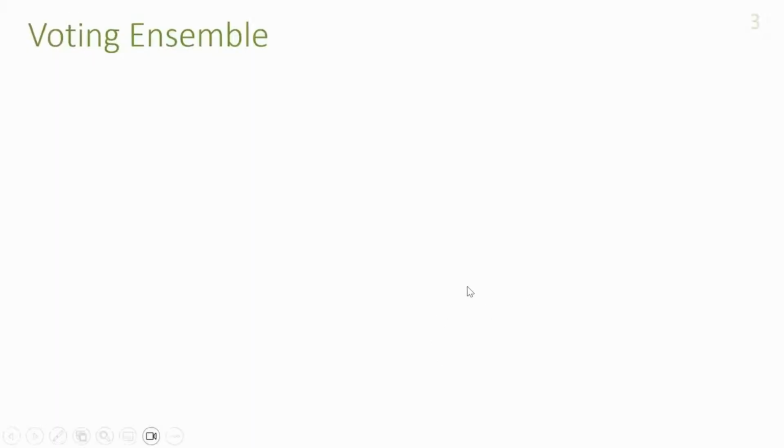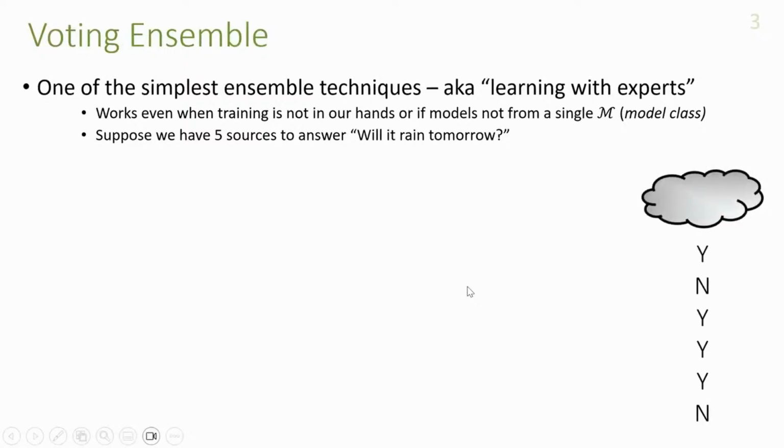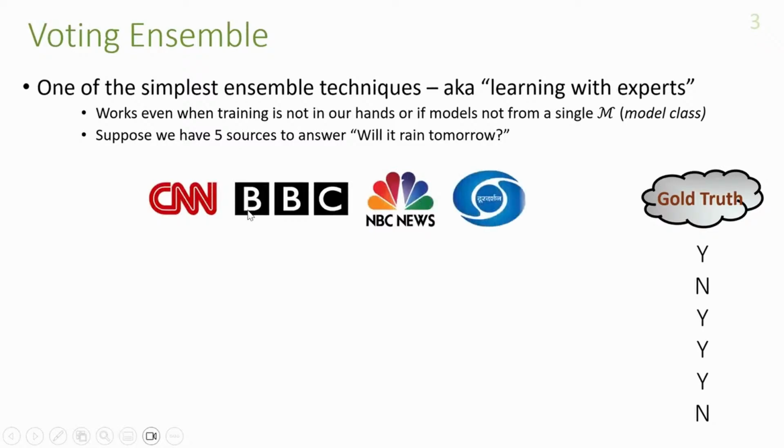Yes. So let me take this example, right? Suppose you want to predict will it rain tomorrow or not, right? For that, we have 5 news sources: CNN, BBC, NBC, Doordarshan, Al Jazeera, right? And this is the ground truth for 5 days, right? So we want to answer this question, will it rain tomorrow? And for that, we are relying on these 5 sources. And these 5 sources will make predictions for this question, right?